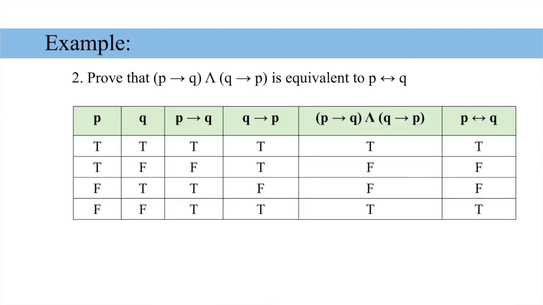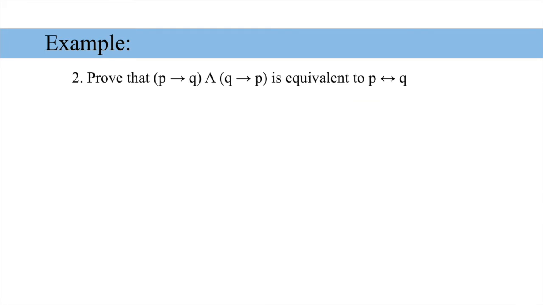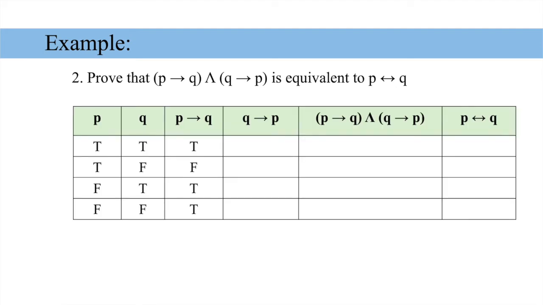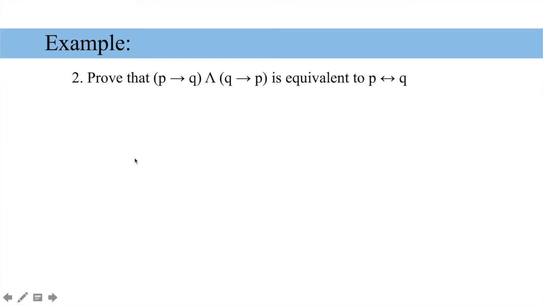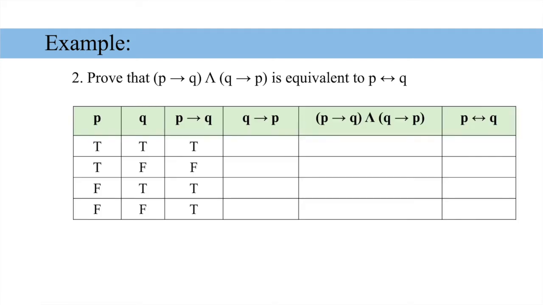So let's have another example. Prove that P implies Q, which we will AND with Q implies P, is equivalent to P if and only if Q. To prove that, let us construct a truth table. Since we only have two statements here, P and Q, this is our truth table. P: true, true, false, false. Q: true, false, true, false.